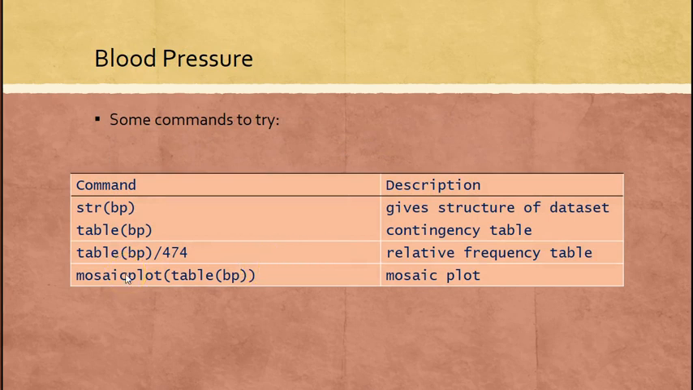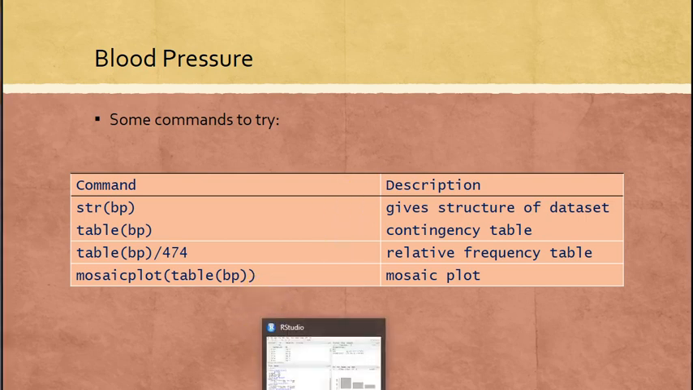Some commands we can try. Again, it's very similar to a single categorical variable. The str command gives you the structure of the data set, and that's kind of an optional command. Really, when you have much more complicated data sets, the str command is a really nice command to have. With the table command, when you have two categorical variables, it will give you a contingency table. You can also divide by the sample size to get a relative frequency contingency table. And if you do a mosaic plot with the table inside of that, you'll get a mosaic plot.